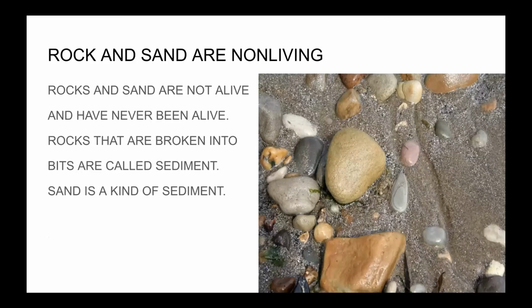Rocks and sand are non-living, they're not alive, they've never been alive. And when the rock breaks, it forms sediment. Sediment is little broken pieces of rock. Sand is a type of sediment. If you've ever been to the ocean, to the beach, or to the desert, or if you've ever played in a sandbox, like in preschool, all those things are not alive. They're non-living. Are they important? Yes, they're very important, but they're not alive.